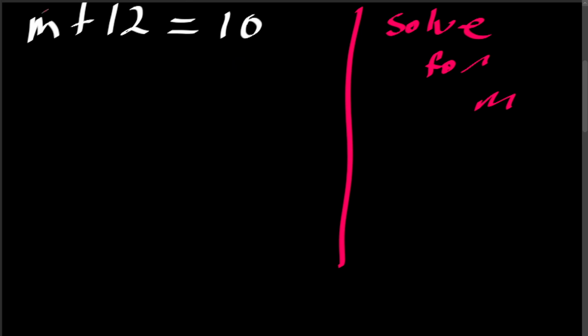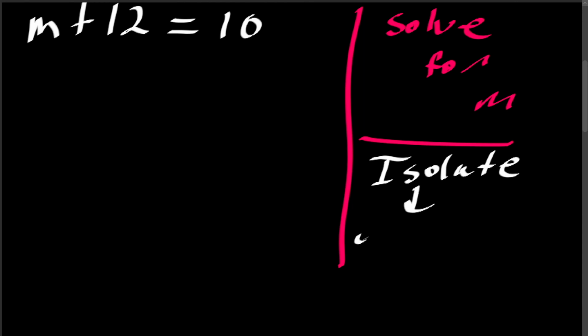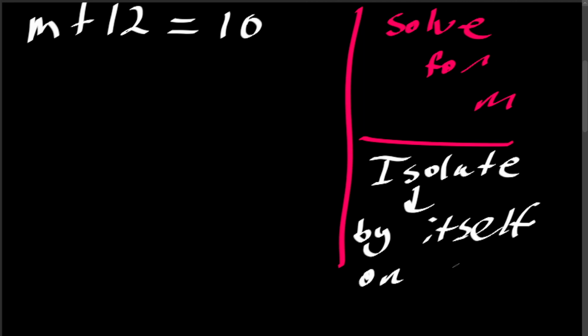The first thing we want to do is identify our variable. Our variable is m, and we want to isolate it. You'll hear this a lot, so I'll go ahead and write it. You want to isolate your variable, which means you want to get it by itself on one side.